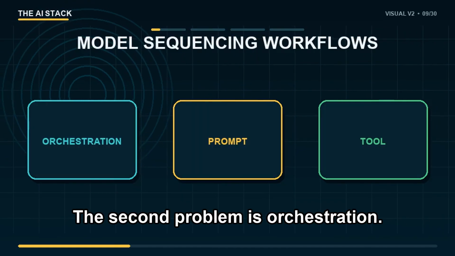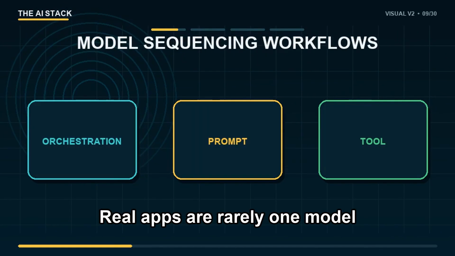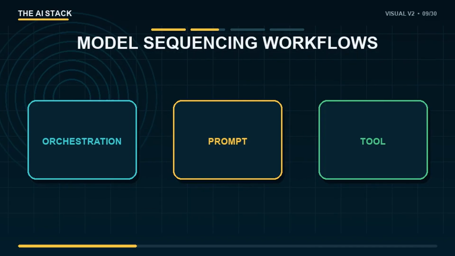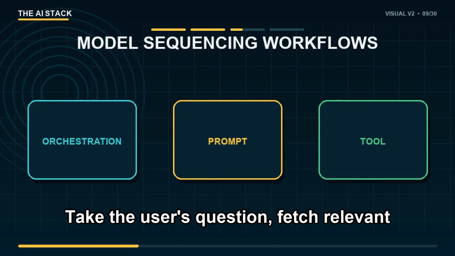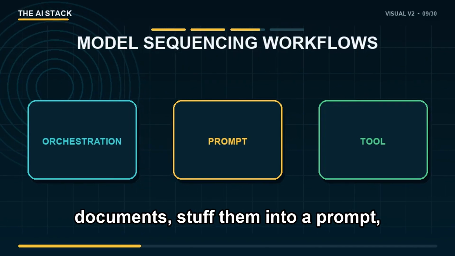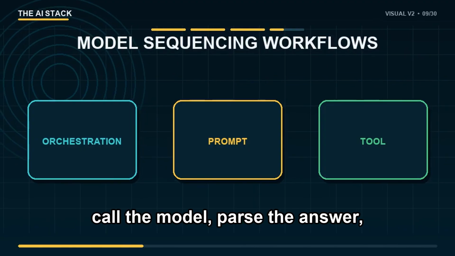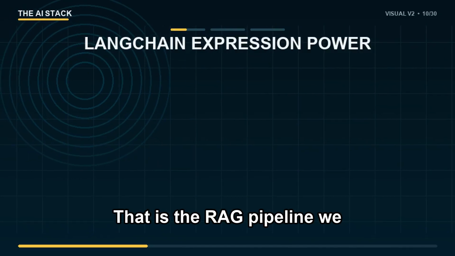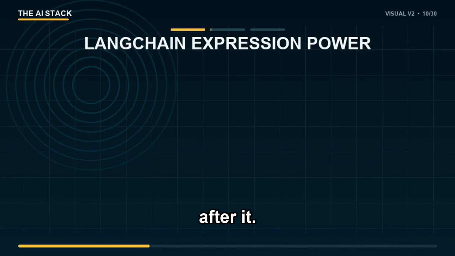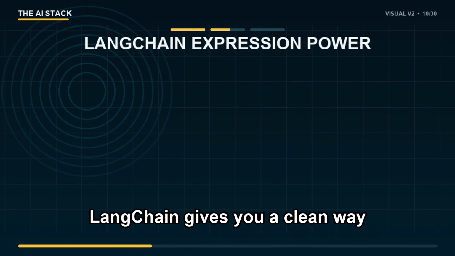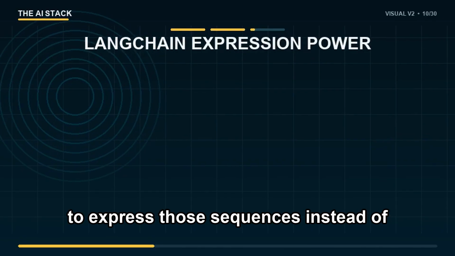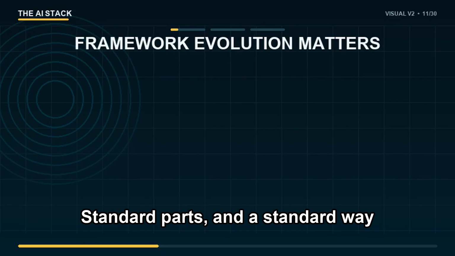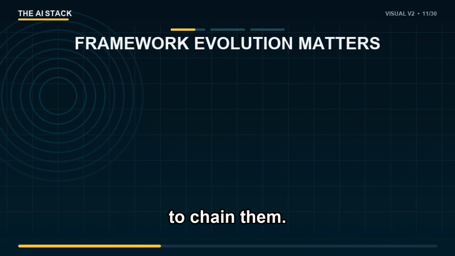The second problem is orchestration. Real apps are rarely one model call. They are sequences. Take the user's question, fetch relevant documents, stuff them into a prompt, call the model, parse the answer, maybe call another tool. That is the RAG pipeline we built earlier, and the agent loop after it. LangChain gives you a clean way to express those sequences instead of handwriting the wiring every time. Standard parts and a standard way to chain them.